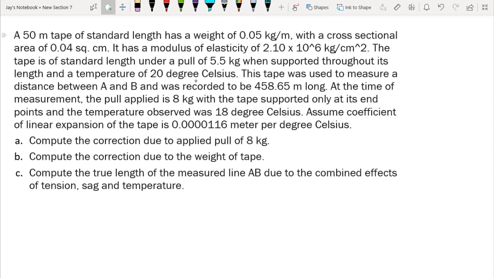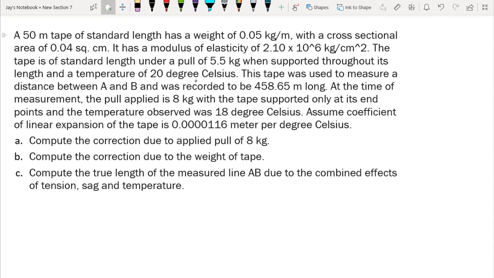This tape was used to measure a distance between A and B and was recorded to be 458.65 meter long. At the time of measurement, the pull applied is 8 kg and the tape supported only at its endpoints, and the temperature observed was 18 degrees Celsius. Assume coefficient of linear expansion of the tape is 0.0000116 meter per degree Celsius. Compute the correction due to applied pull of 8 kg, compute the correction due to the weight of the tape, and compute the true length of the measured line AB due to the combined effect of tension, sag, and temperature.